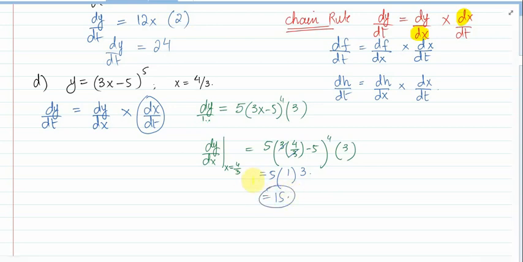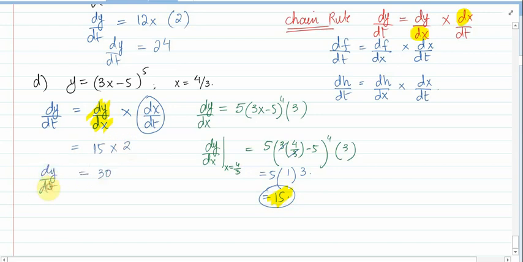You got the value of dy by dx. Now you need to just place the value here. So that is equal to 15, and dx upon dt is given as 2. So the answer for dy by dt is 30.